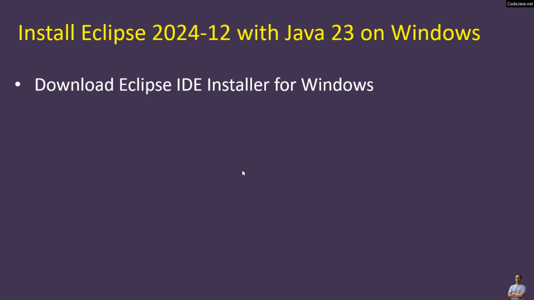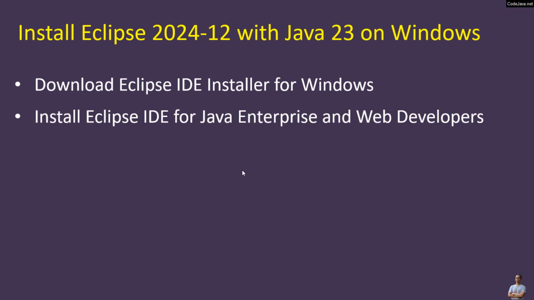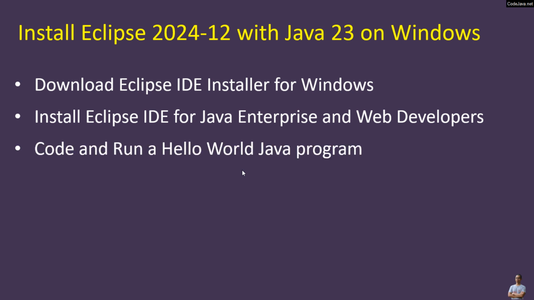In this video, I'd like to show you the steps to install Eclipse IDE version 2024-12 with Java version 23 on Windows operating system, so you can start creating, developing, and running Java applications on Windows computer. Here are the steps you will follow in this video. Download Eclipse IDE installer for Windows is the first step, and secondly, install Eclipse IDE for Java Enterprise and web developers, and code and run the Hello World Java program.